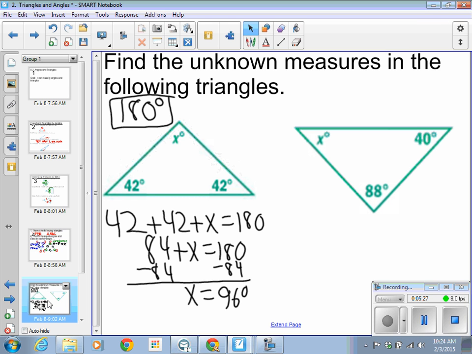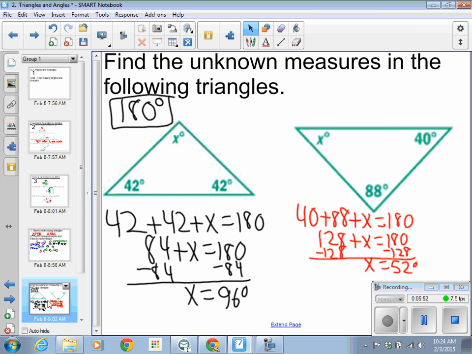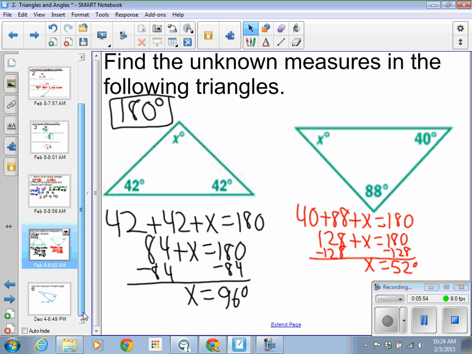Okay, here's another one on your own, go ahead. If not, stay with me as I do it. We know if we add up 40 and 88 and the other measure, we end up with 180 degrees. Combine our like terms, you have 128. Subtract 128 from both sides. It leaves us with x is equal to 52 degrees. Moving on, that one's pretty easy.